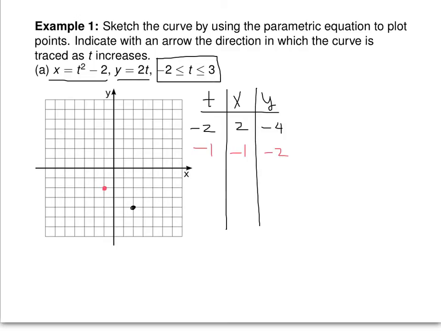Now if we input 0 for t, we get that x is -2 and y is 0. If we input 1 for t, we have that x is -1 and y is 2. If we input 2 for t, x is equal to 2 and y is equal to 4. And lastly, if we input 3 for t, x is equal to 7 and y is equal to 6.